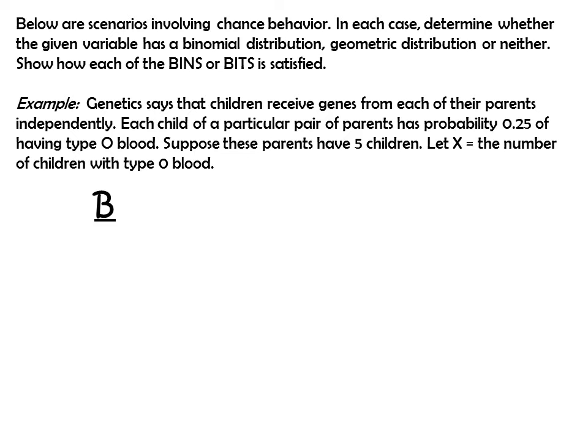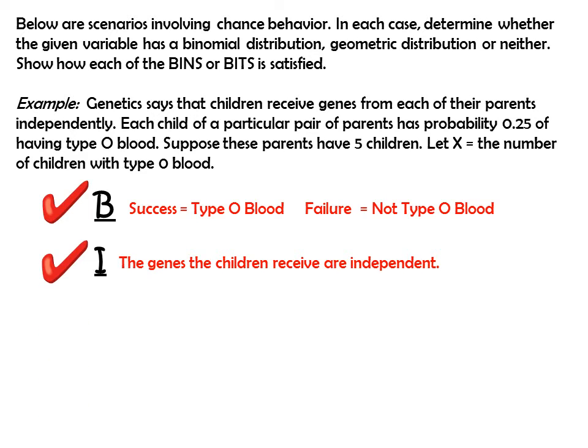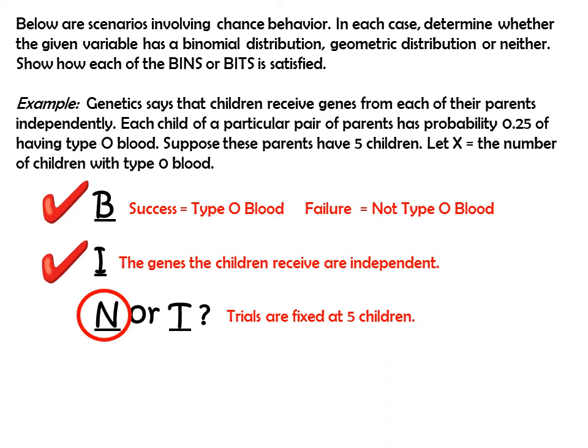So let's start with B, binary. This is binary because success would be type O blood and failure would be not type O blood. So our outcomes can be classified into two things, success and failure. Is it independent? Yeah, the genes the children receive are independent, so I is satisfied. Next, we need to determine whether this is N or T. Since the trials are fixed at 5 children, we know the number of trials, which makes this an N.